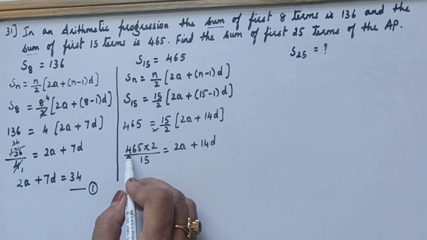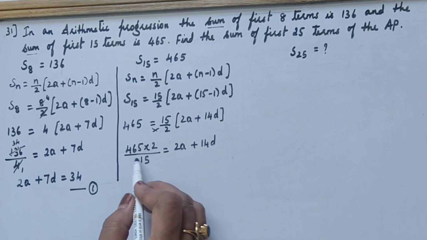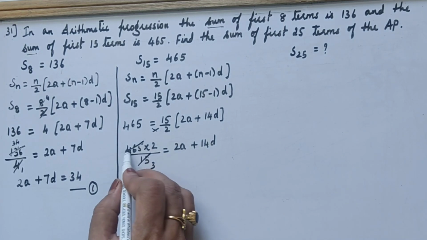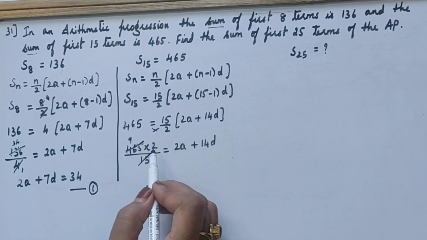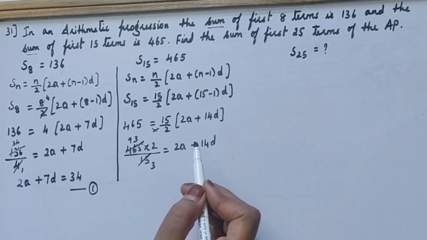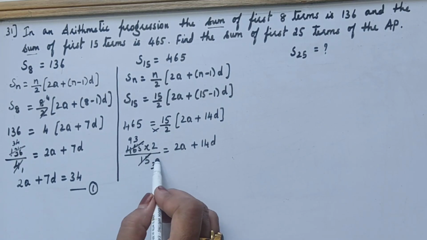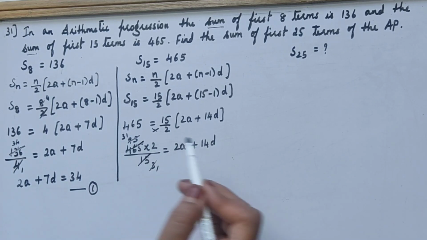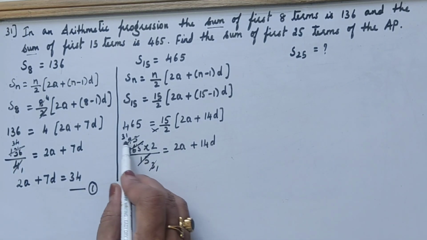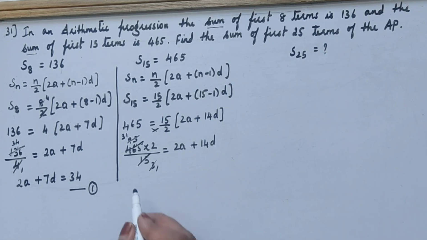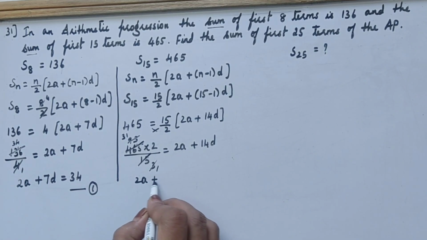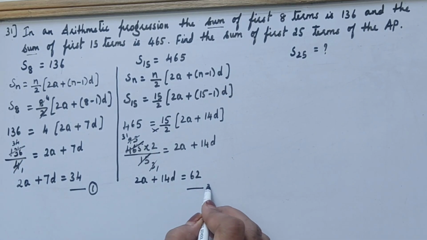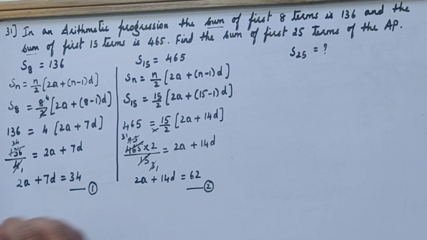If you know the 15 table, you can directly cancel, or you can go with the 5 table as well. So let me try with 5 here. 5 threes are 15, 5 nines are 45, 1 remainder, 5 threes are 15. Okay, again this will get divisible by the 3 table. 3 ones are 3, 3 threes are 9, 3 ones are 3. Now when you multiply these two, you get 62. Okay, now 2a plus 14d equals 62. This is equation 2, right?